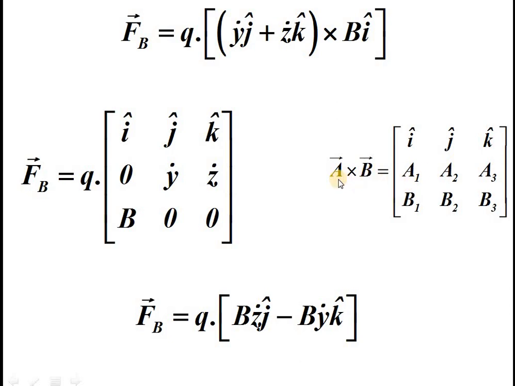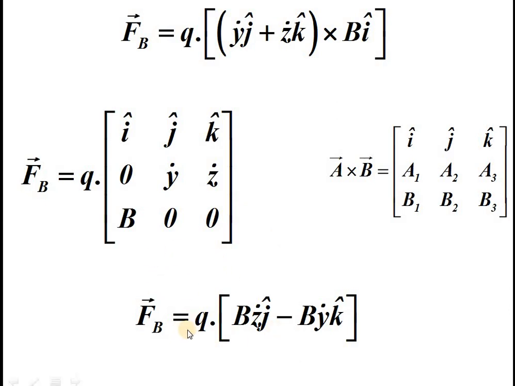i, j, k, then the components of A: A1, A2, A3, and the components of B: B1, B2, B3. Here, instead of vector A, you have this vector. Its components are: for x there is no component, so 0; for y there is a component y dot; for z there is a component z dot. Similarly, for the other vector we have only the x component, B i cap, and the others are 0, so 0, 0. Now you can expand it using the determinant rule as you studied in your high school classes. I am leaving it as homework for you. You can do it by yourself and confirm it.